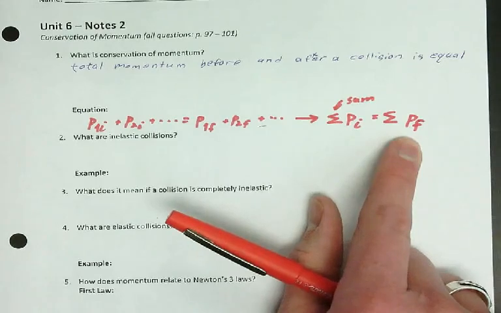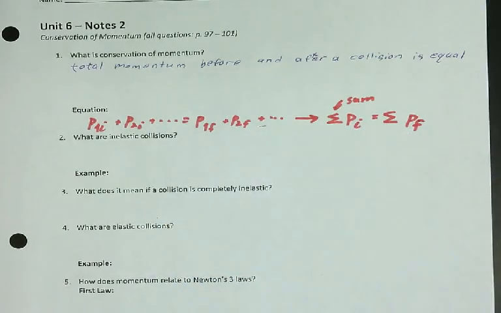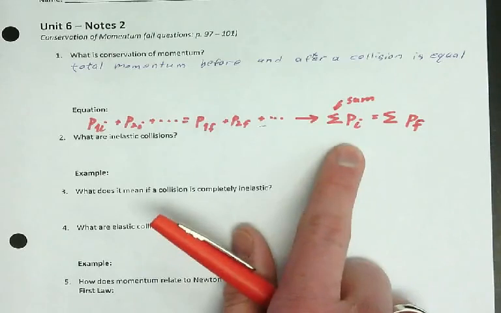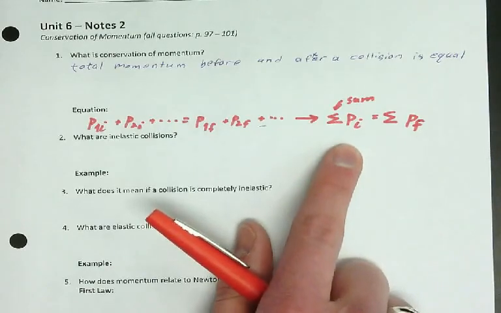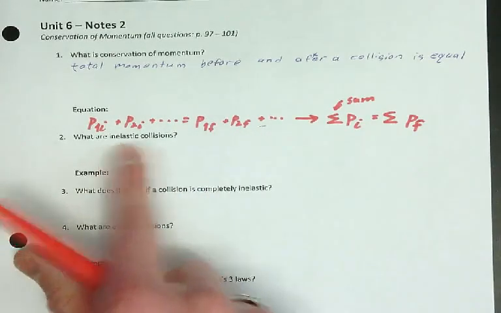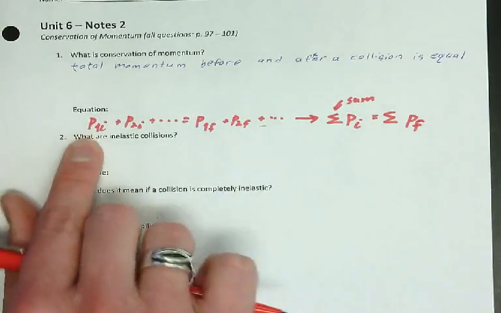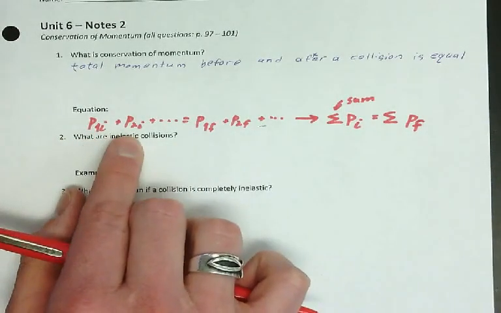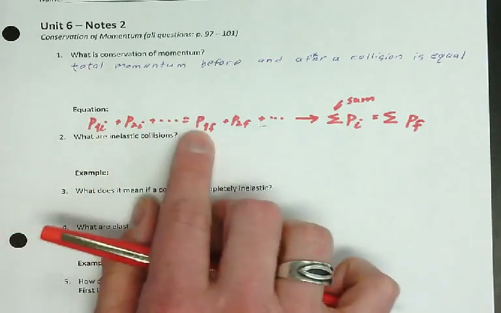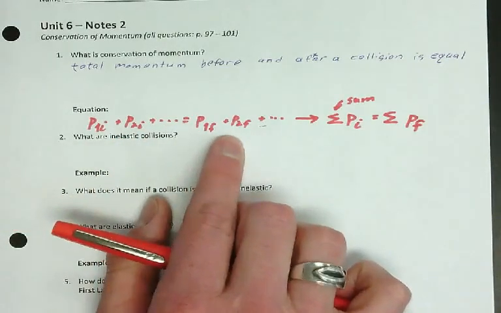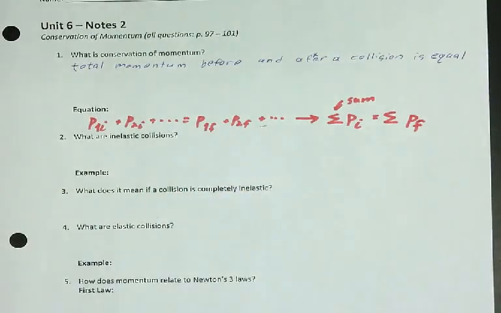So can I just put that on my notes? If you know what this is, yes. Because otherwise you're going to have to write the long version every time. So what does that say? Momentum 1 initial plus momentum 2 initial plus any others there are equals 1 final plus 2 final plus any others there are.